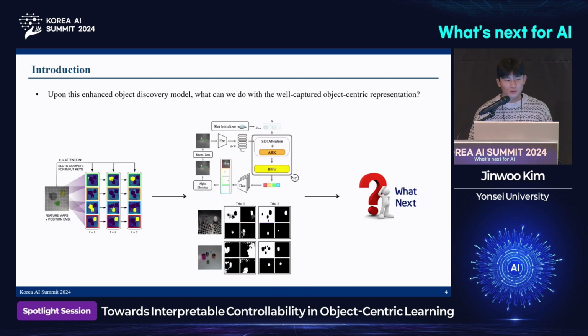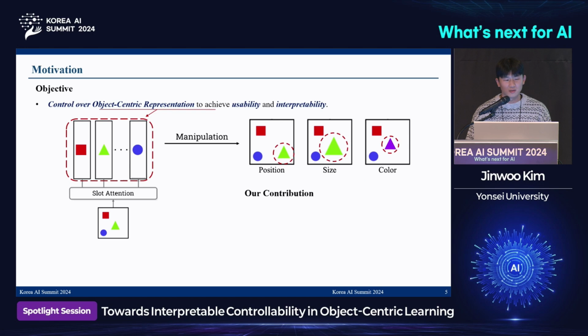So in this work, we have a question: upon this enhanced object discovery model, what can we do with this well-captured object-centric representation? So the objective of this work is to control the object-centric representation, which is the slot, to achieve a more usable and interpretable technique.